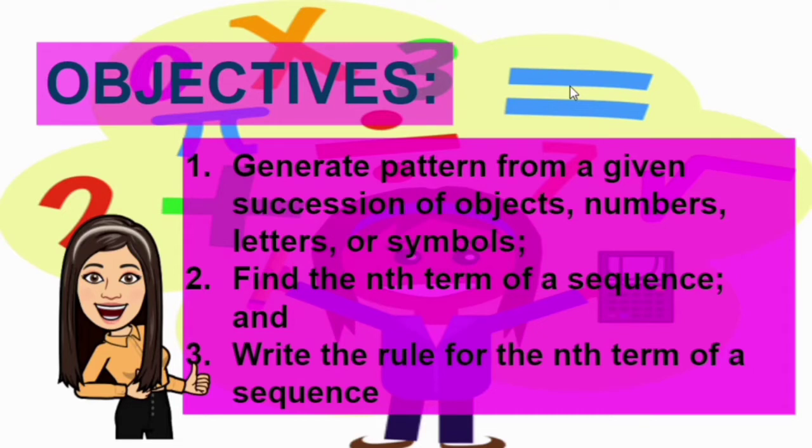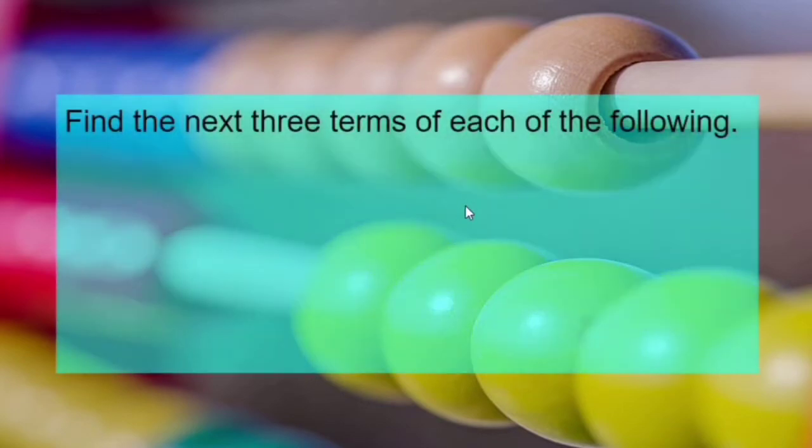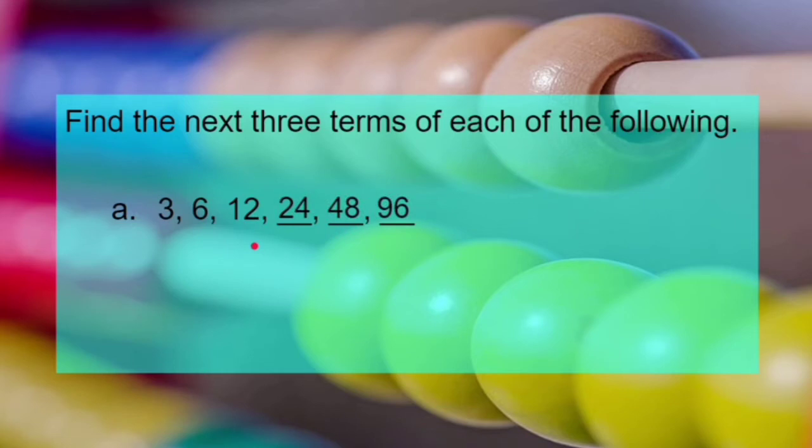So let us start our discussion by having an exercise. In this exercise, we will find the next 3 terms of each of the following. Let's say we have 3, 6, 12. What are the next 3 terms? First, we have to observe the pattern from the given set of numbers. If you will notice, these numbers are multiplied by 2 to obtain the next term. So we have 3 multiplied by 2, that is 6, and 6 times 2 is 12. Meaning to say we have to continue multiplying by 2 to get the next terms. So the next terms are 24, 48, and 96.